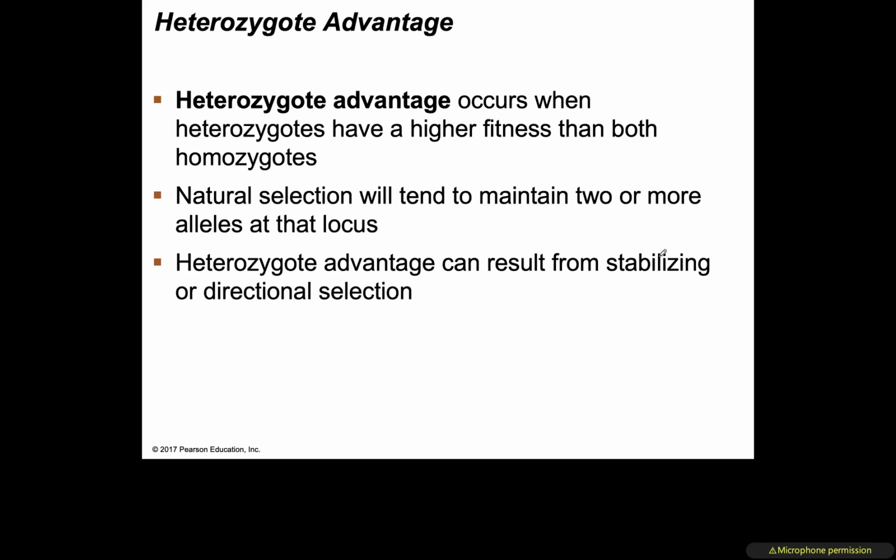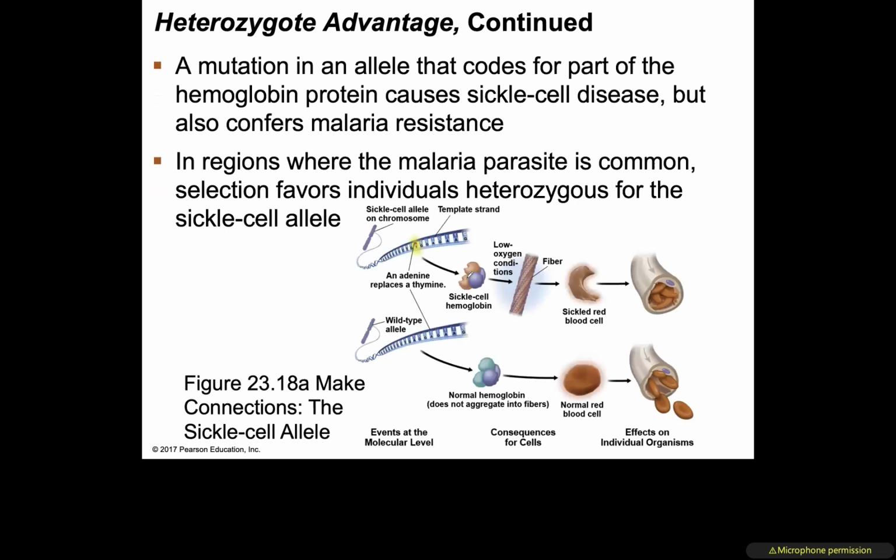Let's go to the heterozygote advantage. Heterozygote advantage occurs when heterozygotes have a greater fitness than the homozygotes, meaning homozygous dominant or homozygous recessive. When the heterozygous have the advantage, nature is going to select to maintain two or more alleles at that locus. A heterozygote advantage is going to result from stabilizing or directional selection.